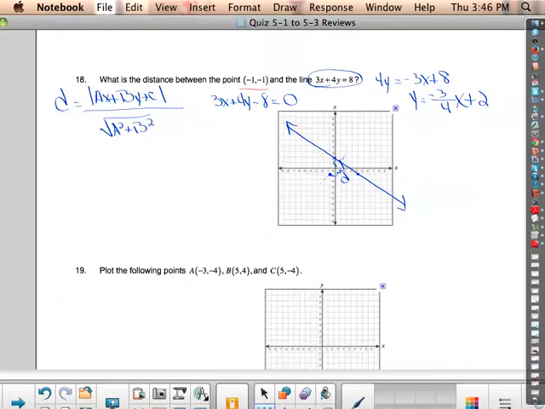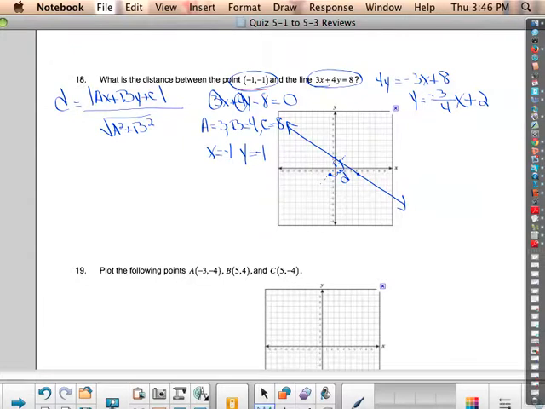So make sure you subtract that constant from both sides so it's set equal to 0. So now the value of a is right here, it's attached to the x, is 3. The value of b is here, it's attached to the y, and that's 4. And the value of c then is -8. The value of x comes from our ordered pair, -1. The value of y also comes from that ordered pair, -1.